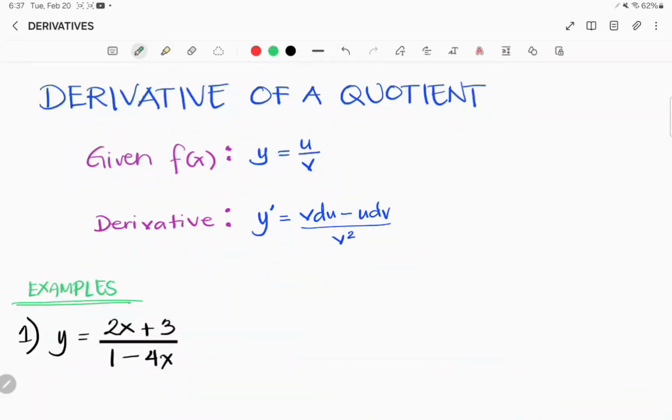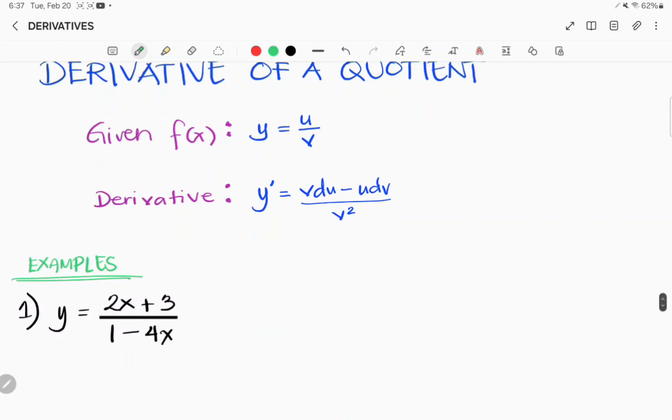In this video, we will be talking about the derivative of a quotient. Given a function y equal to u over v, which is a rational function, its derivative will be y prime equal to v du minus u dv over v square. Or you have to copy v derive u minus copy u derive v over the square of the denominator.